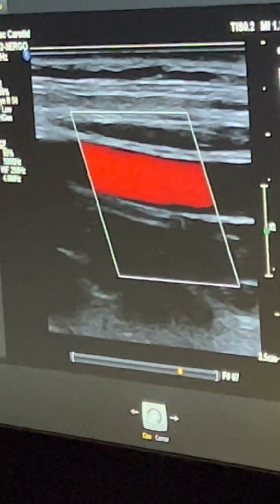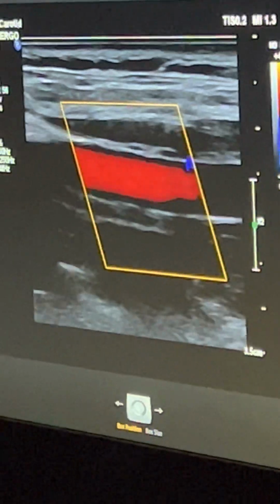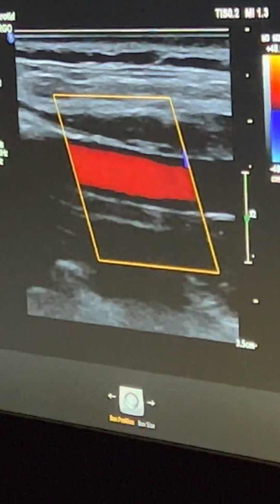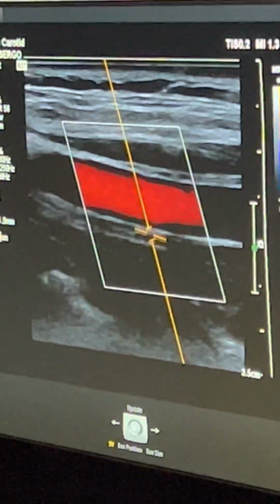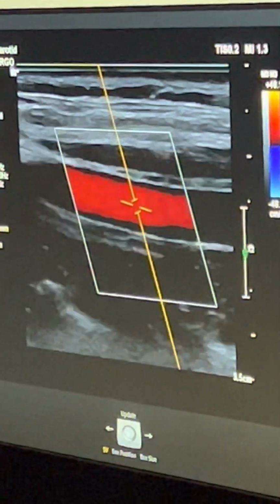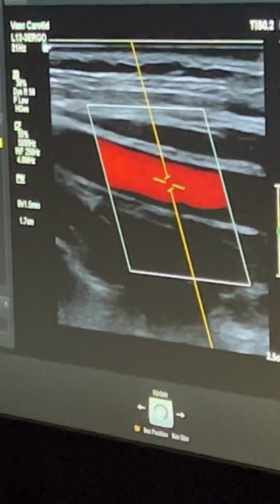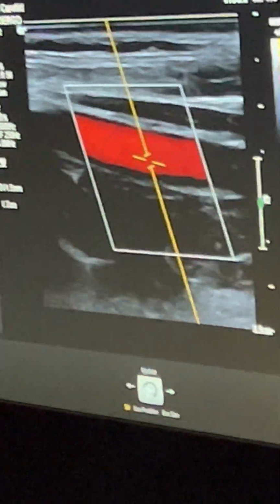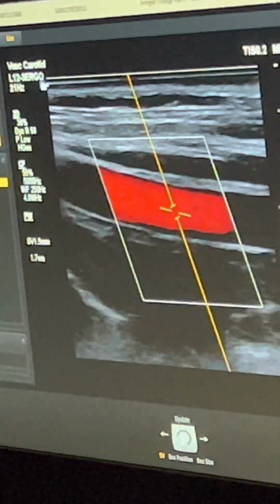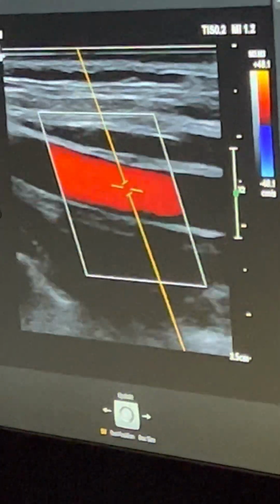Okay? Now, when we do pulse wave, I expect your color image to be just as good in your pulse wave image. And now we're talking about angle again. So, we haven't gone over the magic angle, have we? It has to be 60 or less, under 60. We want to set it at 60 and try to keep everything at 60 as much as we can for consistency's sake.